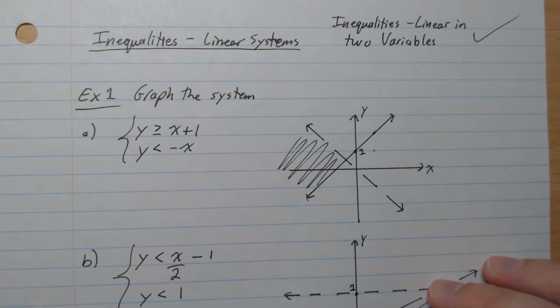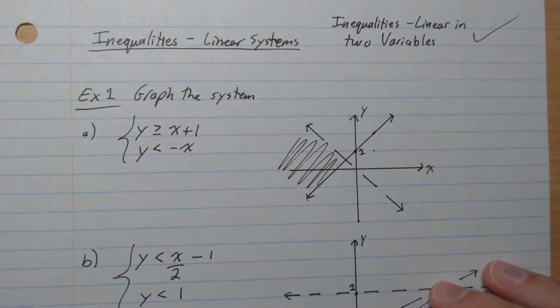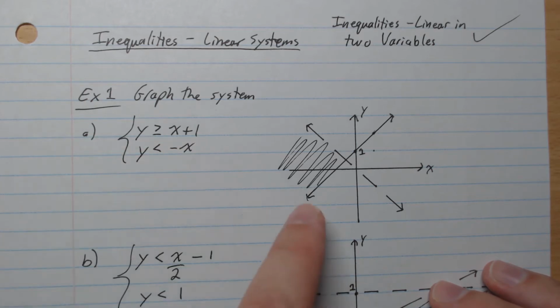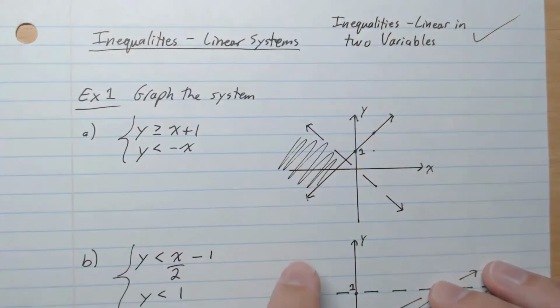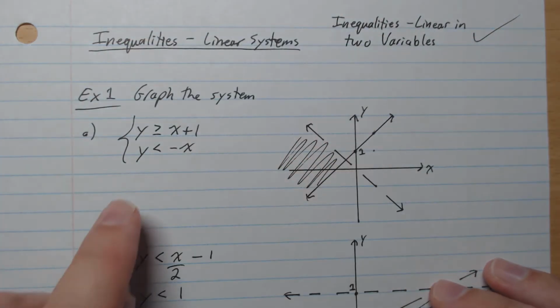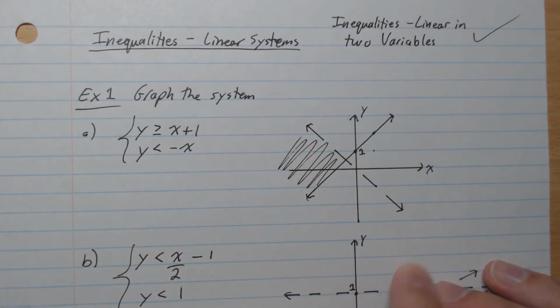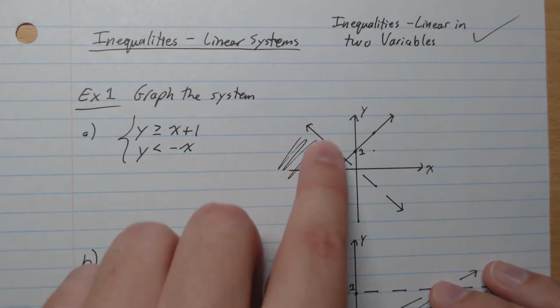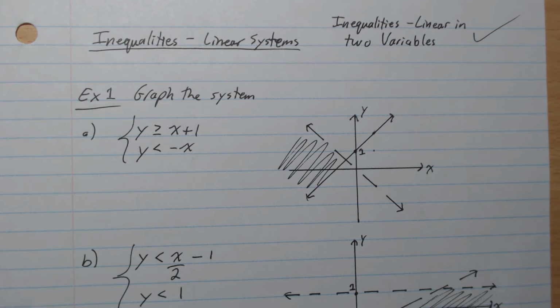Example 1, graph the system. So here's our system here. We have y greater than or equal to x plus 1. So this is our x plus 1 and it's going to be above, like that. We've seen that before. And then we have y less than negative x. So this is our negative x and we're below it. And so what's in common is here. So this is the solution region of the system, like that.